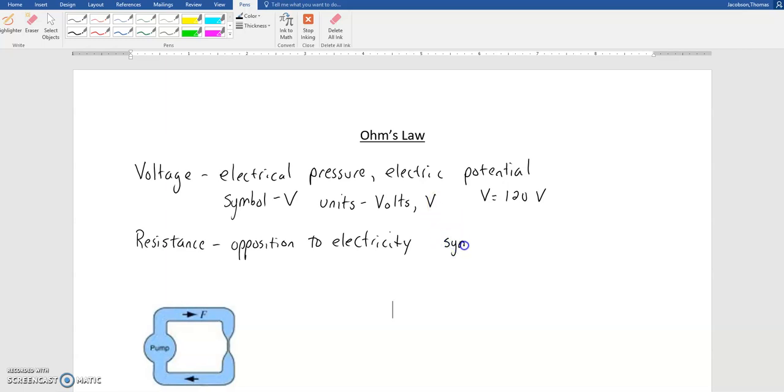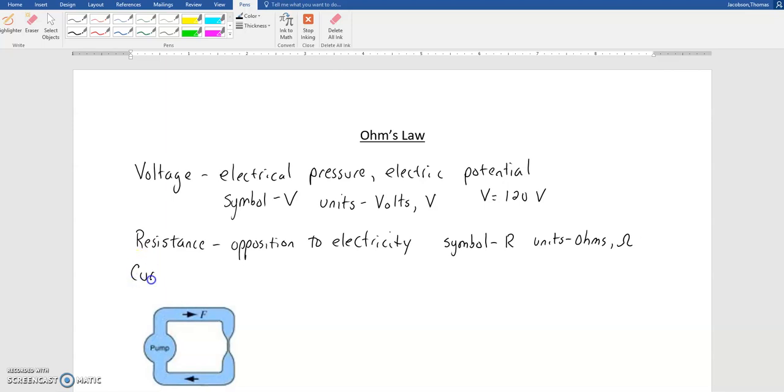The symbol for this is going to be R, and the unit is going to be ohms, which is a guy's last name. But instead of writing O for ohms or writing out the whole word, we use a horseshoe symbol that looks kind of like that, which is the Greek symbol omega.